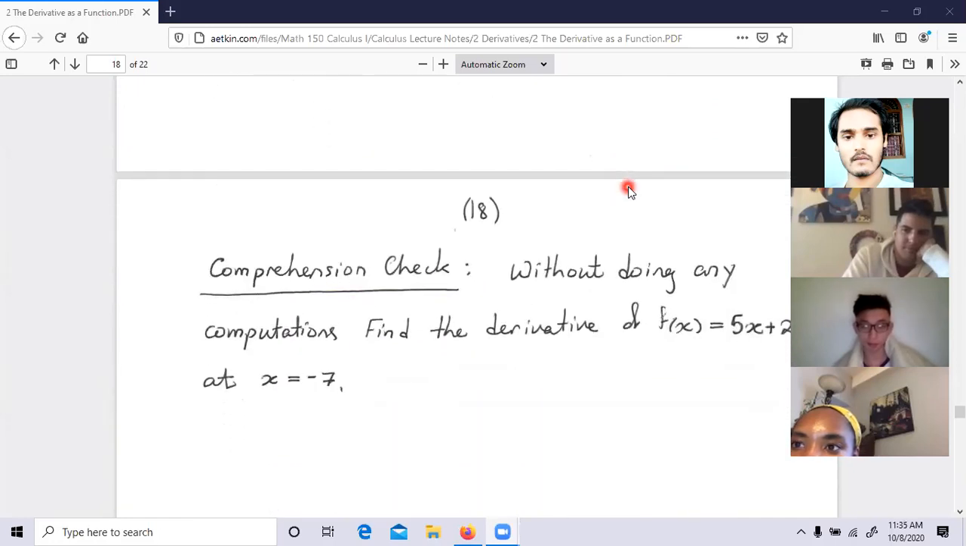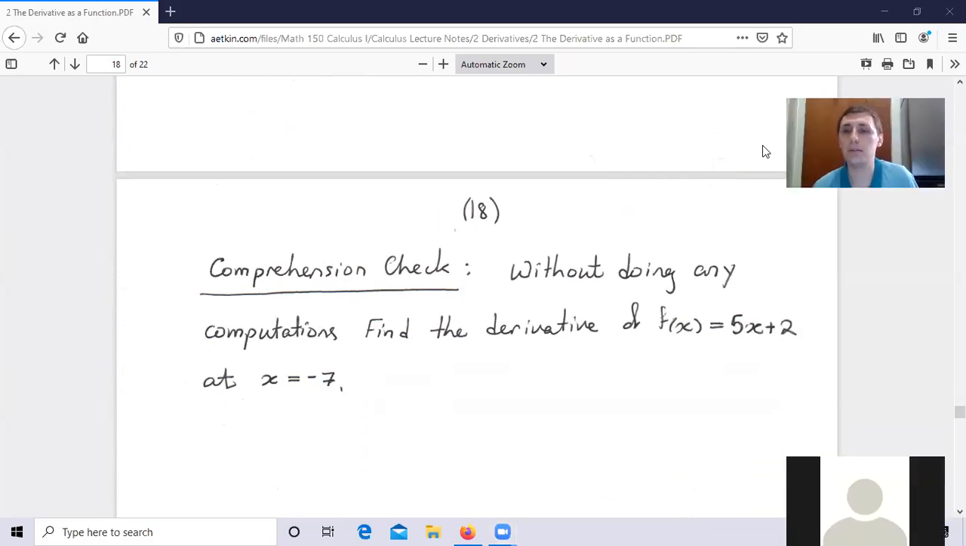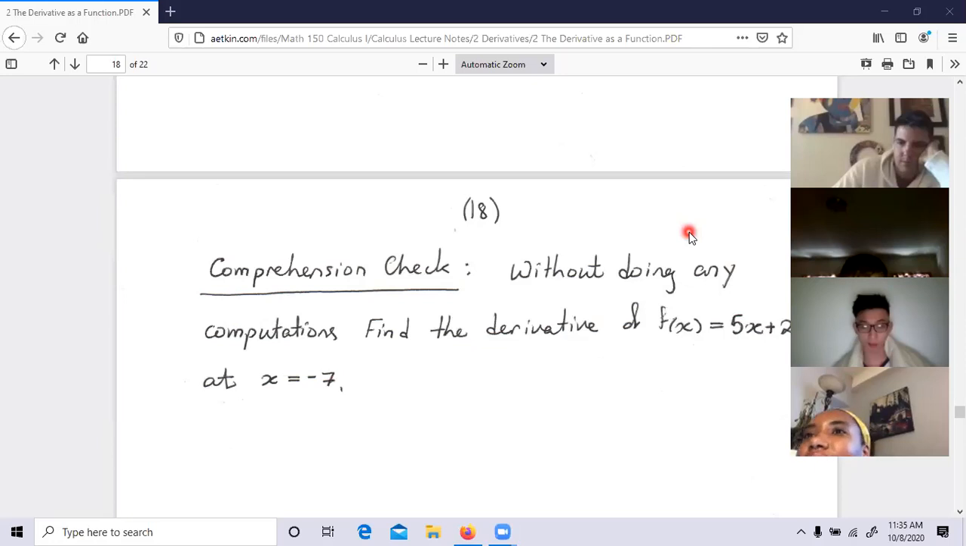Okay, here's a comprehension check, guys. Let's see if you are with me. Without doing any computations, find the derivative of 5x plus 2. Yes, plus 2, at x equal to minus 7. So you should see right away what the derivative is. Okay, I want you to tell me what's the derivative at minus 7 of 5x plus 2, please. Go ahead. Write in the comments. You should kind of see it like this.